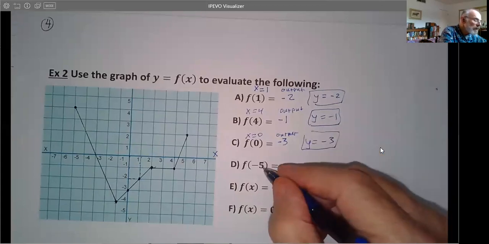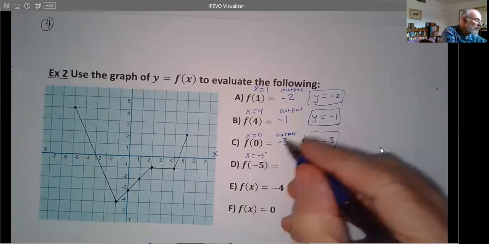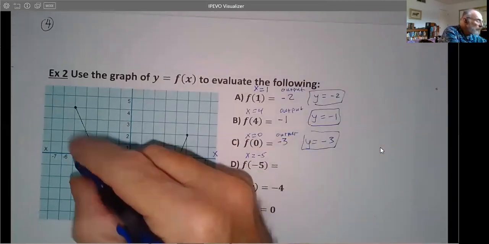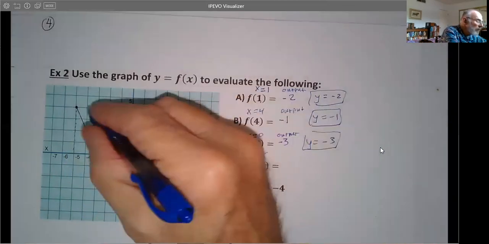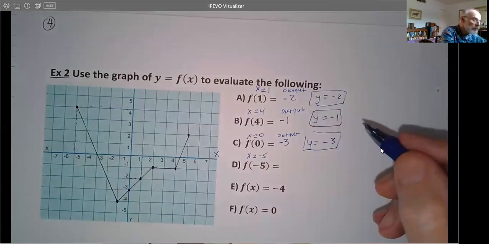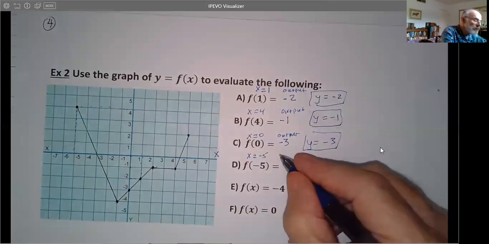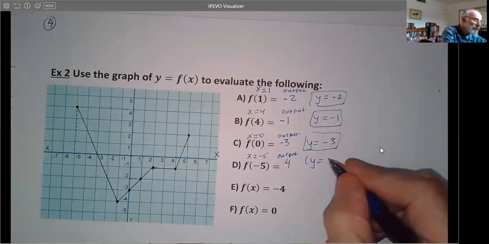All right, let's find -5. X equals -5. That's your input. So x is -5. So here's -5. So we got to go all the way up here and over here to find out what y is. Y is 4. Okay, so y is +4. Output. Y equals 4.